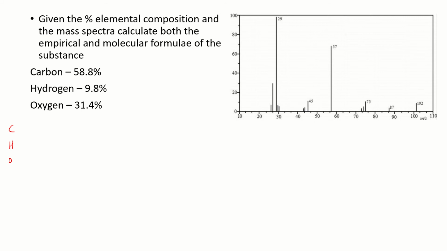Now, first off, percent you can basically just treat as grams. So in the same way that in previous units you worked out the number of moles of a substance by doing mass over relative atomic mass when you're dealing with the elements, we'll be doing the same here. So 58.8 divided by 12, 9.8 divided by 1, and 31.4 divided by 16.